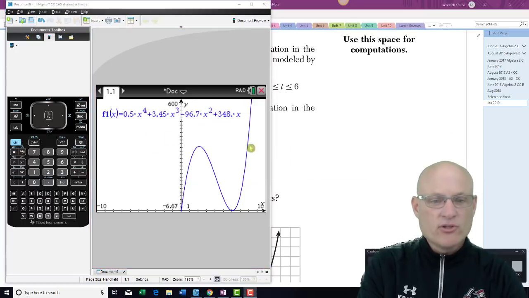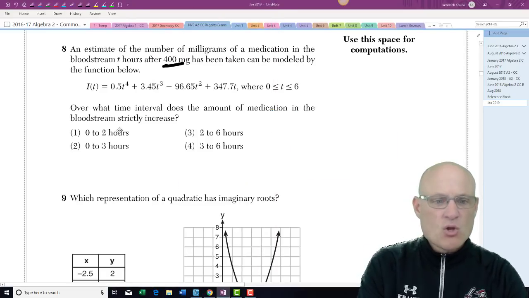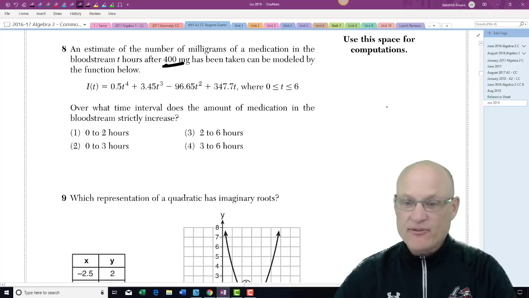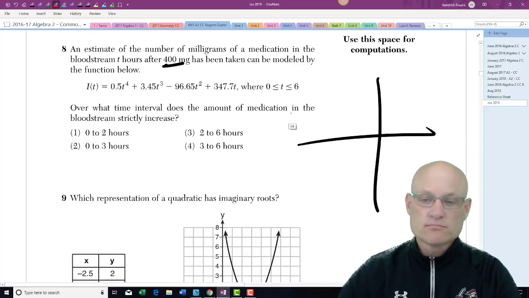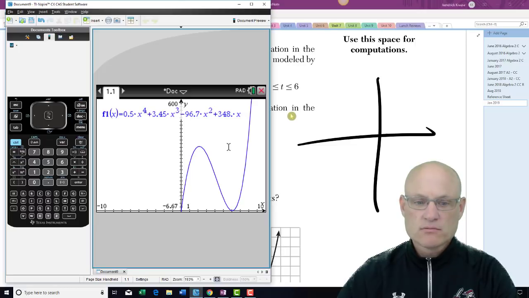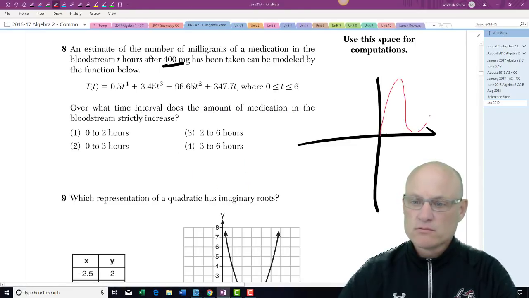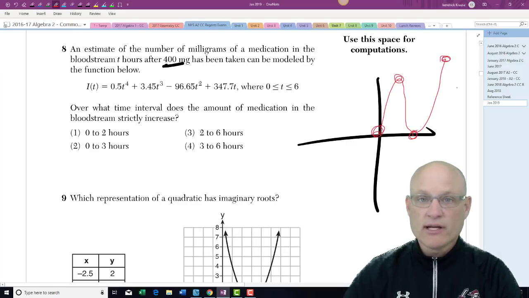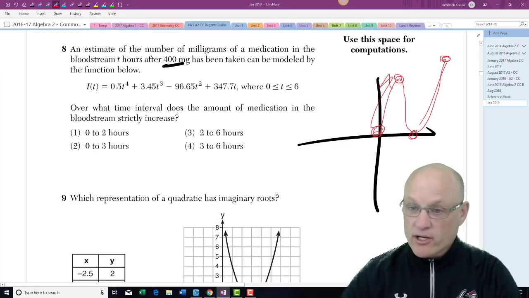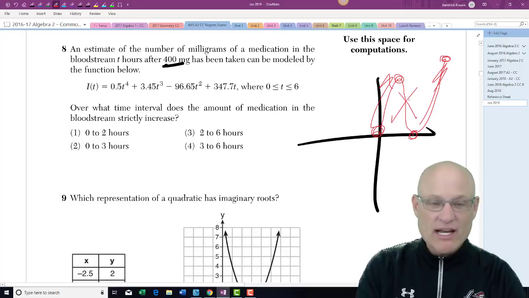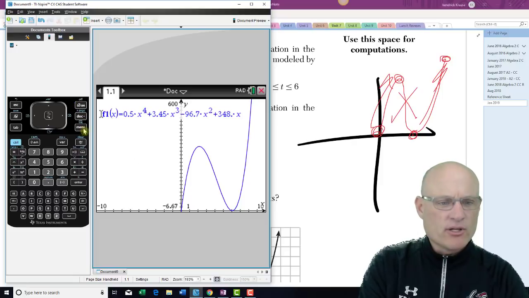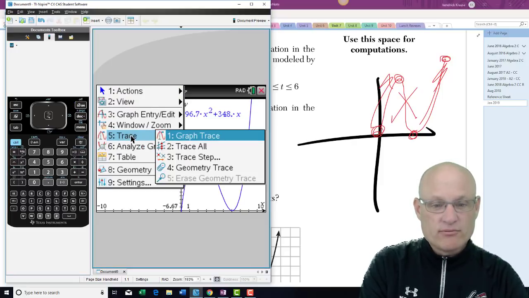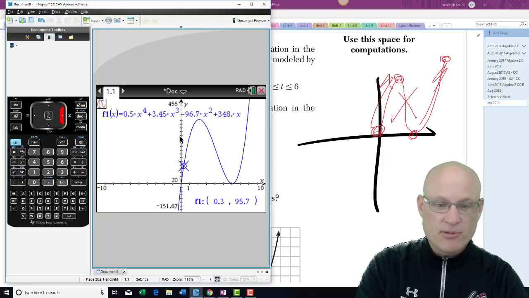All right, so it says in the problem, for what time interval does the amount of medication in the bloodstream strictly increase? Now, if the graph of this thing looks like this, strictly increase would be from here to here, or from here to here, right? Those would be strictly increasing, not this part. That's decreasing. So all I got to do is figure out if it's increasing from 0 to 2. Here's what we're going to do. I'm going to go menu, trace, graph trace. It's probably the easiest way, and I just keep hitting right.